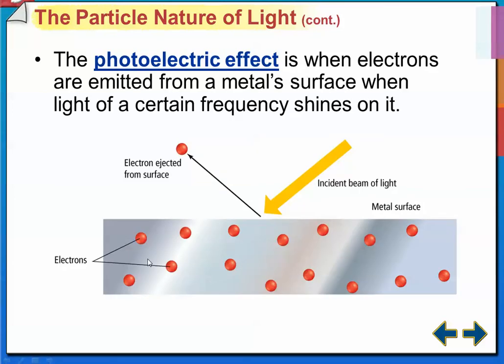The photoelectric effect is when electrons are emitted from a metal when light of a certain frequency shines on it. So it has to be of a certain frequency. That frequency, as we'll see in a second, is related to the energy of the light. So the light has to have a certain frequency for this photoelectric effect to happen, for it to kick an electron off the surface of a metal.